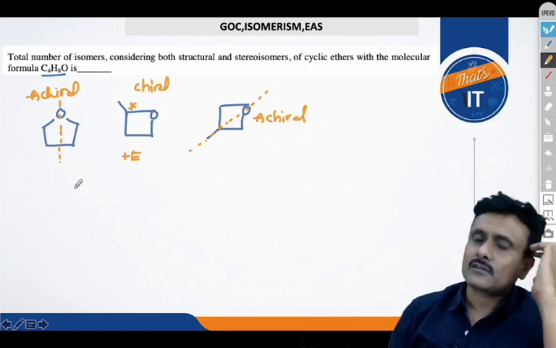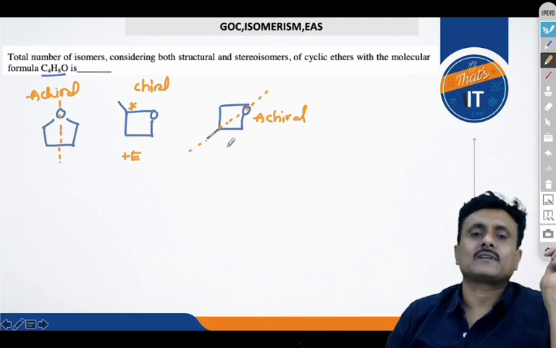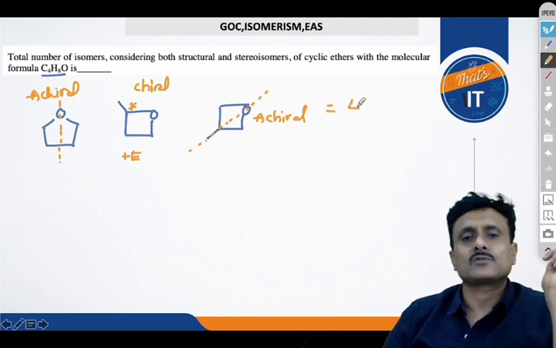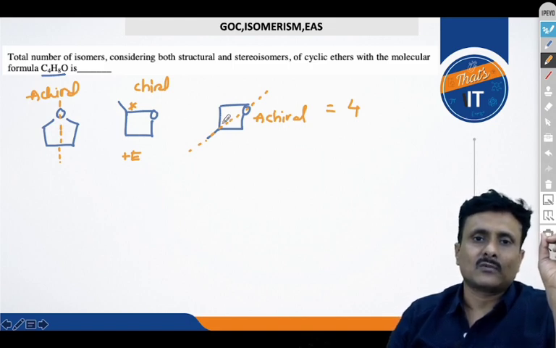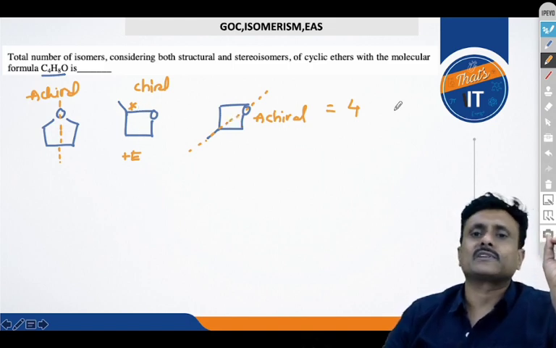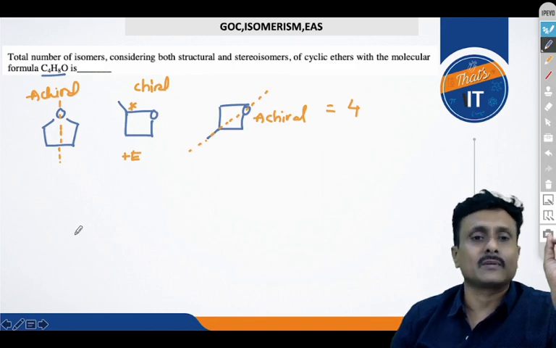That means totally we got so far 1 plus 2 plus 1. That is, in this row the total number of isomers that are possible is 1, 1, 2, and this has 2 units, right? So now you can move on to the 3-membered rings.